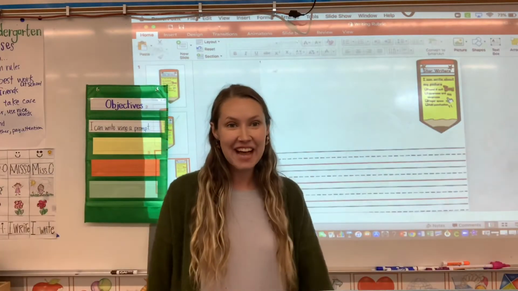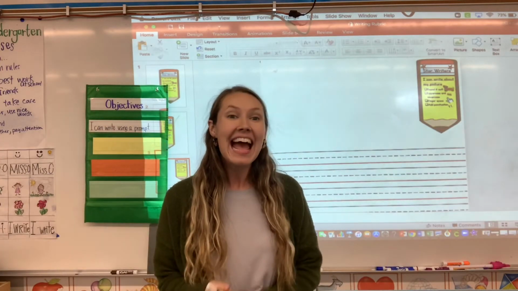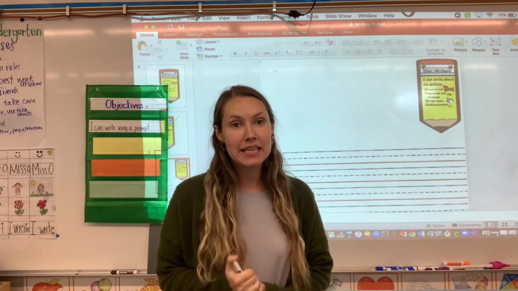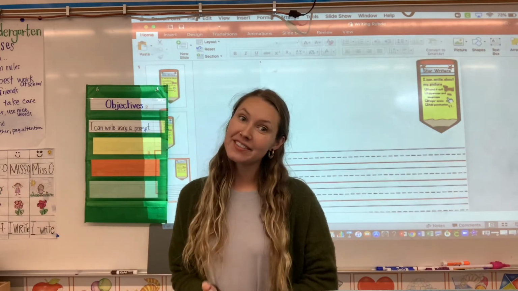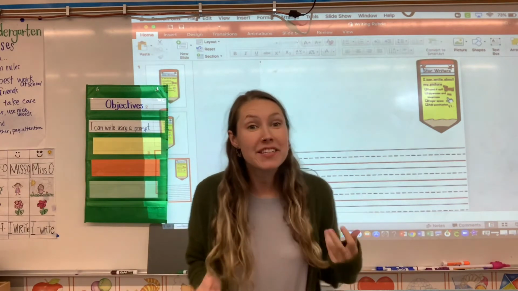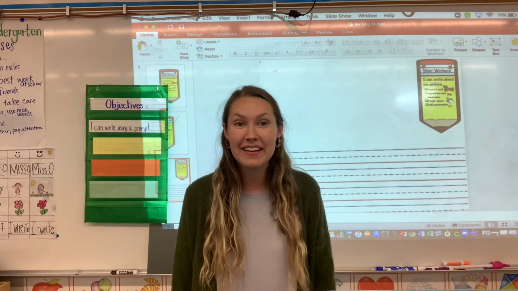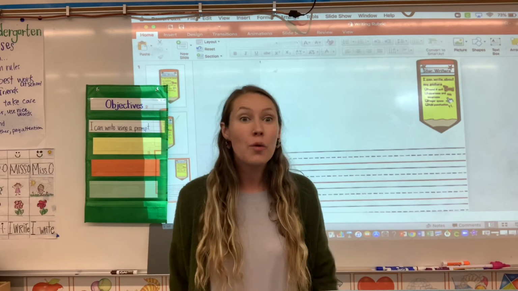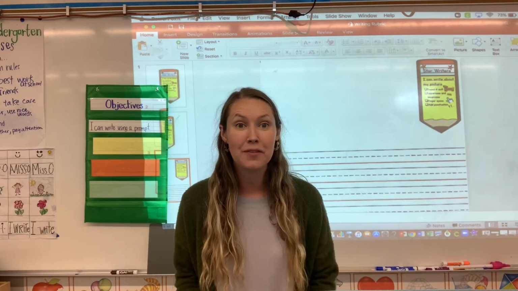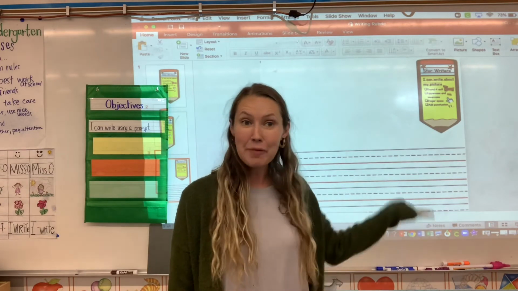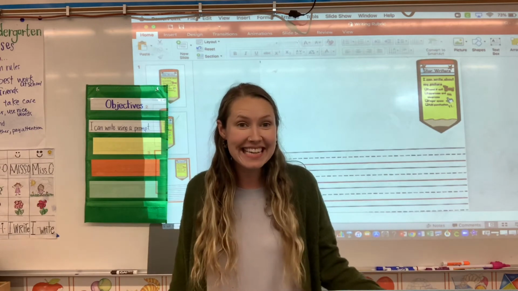All right, time for our morning journal prompt. And today, your prompt is, what do you like to eat? So we've been talking a lot about food because our friend Cass has been telling us about how she loves to cook. We made a little book telling us about where food comes from. Now I want to know, what do you like to eat?